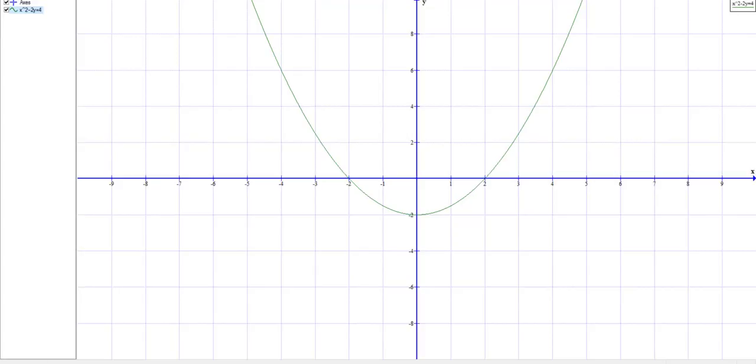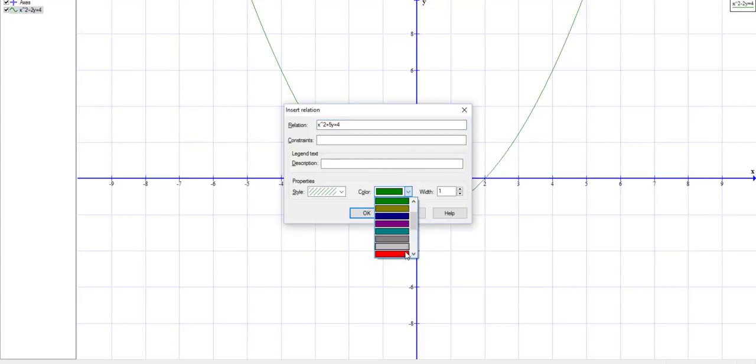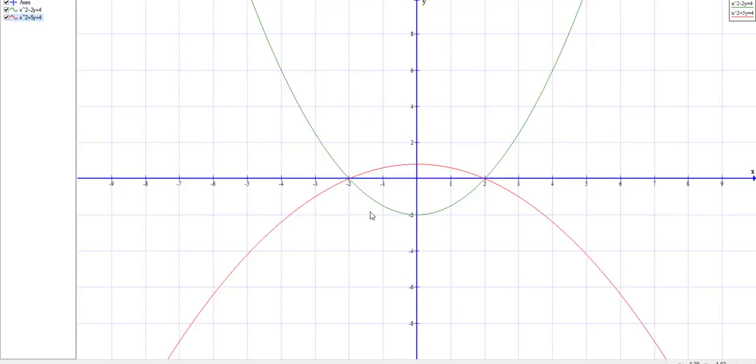All right, and let's do the next one. And this one we're going to make red. Zing. Hey, look at that. And where do they intersect? 2, 0 and negative 2, 0.